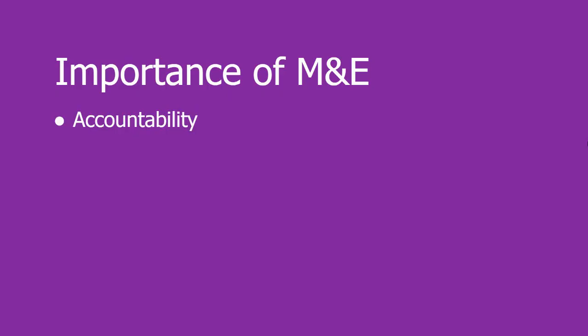Now let's talk about the importance of M&E. So number one is accountability. M&E demonstrates accountability to stakeholders by showing how resources are used and what results are achieved. With M&E, we can learn and improve. So M&E helps organizations learn from their experiences and improve future projects.